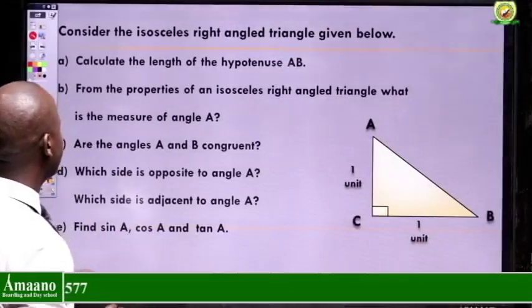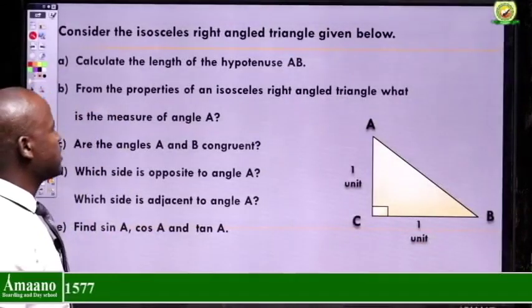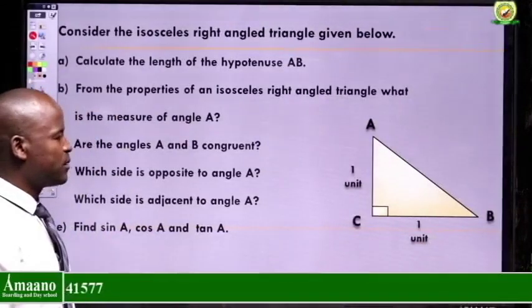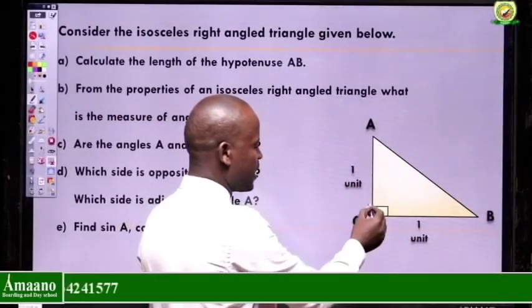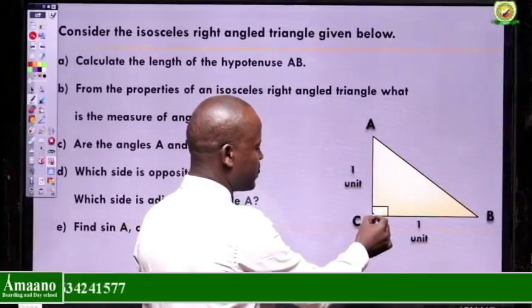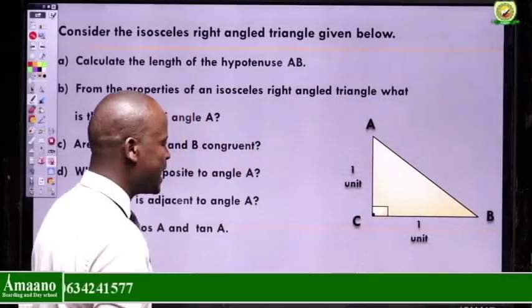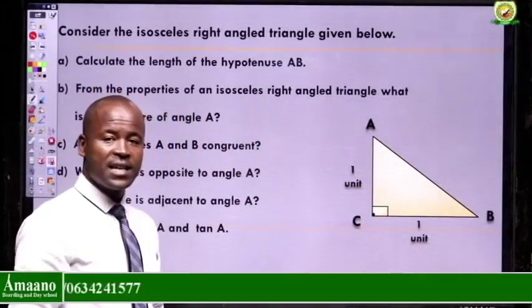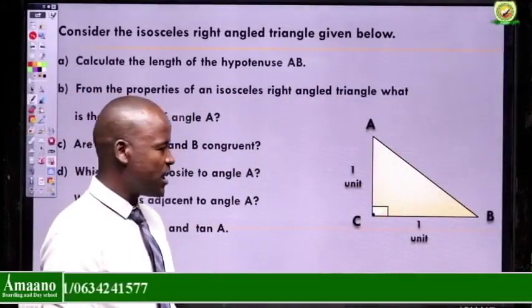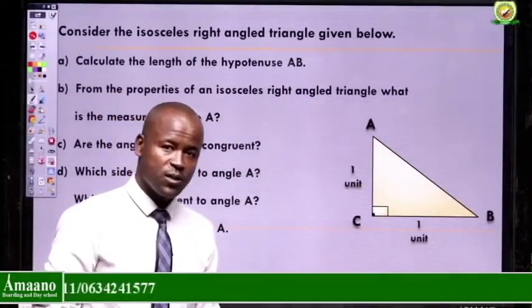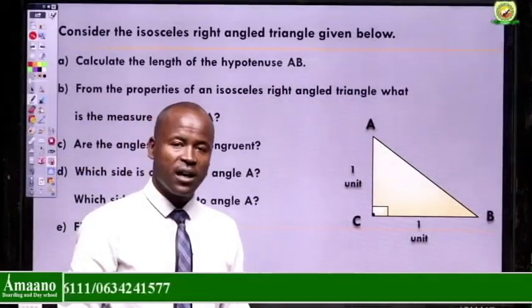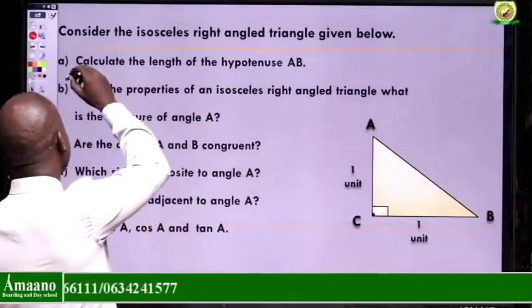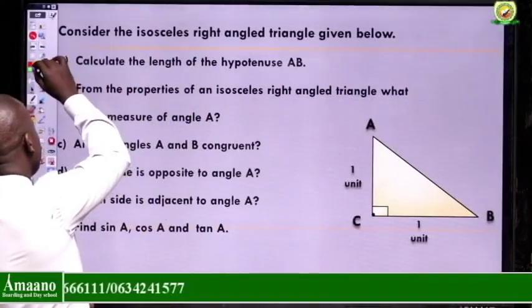Okay, here it says consider the isosceles right-angled triangle given below. As you can see here, we have a right-angled triangle, the right angle at vertex C, and this right-angled triangle is isosceles. What do you mean by isosceles? We defined isosceles last time. An isosceles triangle is a triangle in which two of the three sides are equal.